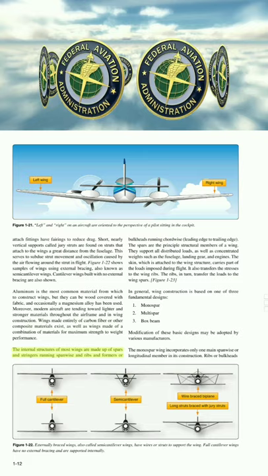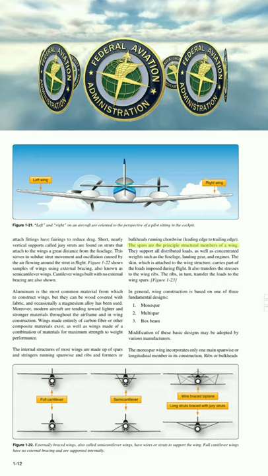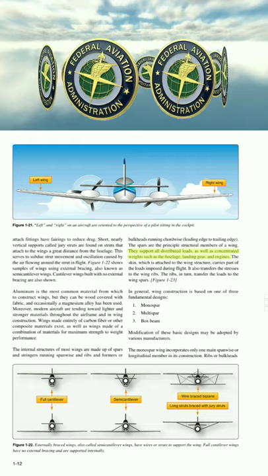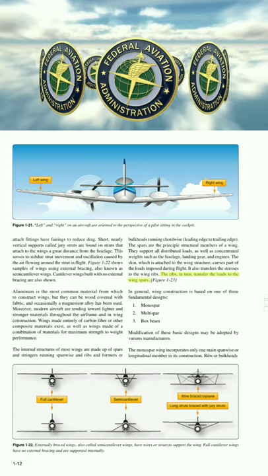The internal structures of most wings are made up of spars and stringers running spanwise and ribs and formers or bulkheads running chordwise, leading edge to trailing edge. The spars are the principal structural members of a wing. They support all distributed loads, as well as concentrated weights such as the fuselage, landing gear, and engines. The skin, which is attached to the wing structure, carries part of the loads imposed during flight. It also transfers the stresses to the wing ribs. The ribs, in turn, transfer the loads to the wing spars.